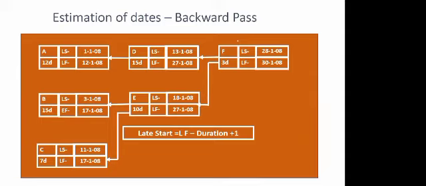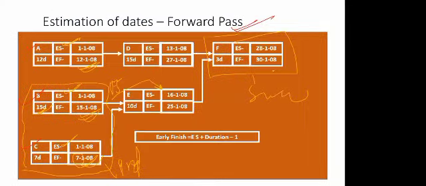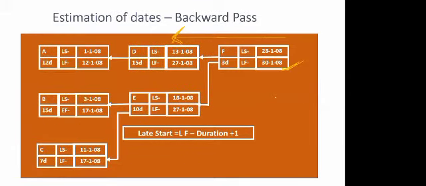In the same way, in the backward pass, you do the same kind of exercise in reverse, and this time you go from here to here. Now here you have the latest finish date, which is similar to the early finish date, 30th of January 2008. And here you have the formula for late start, which is late finish minus duration plus 1.